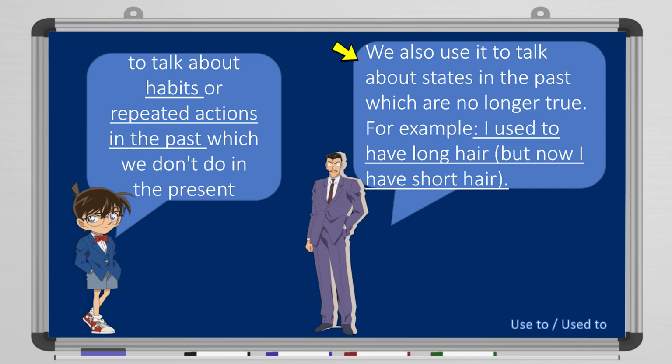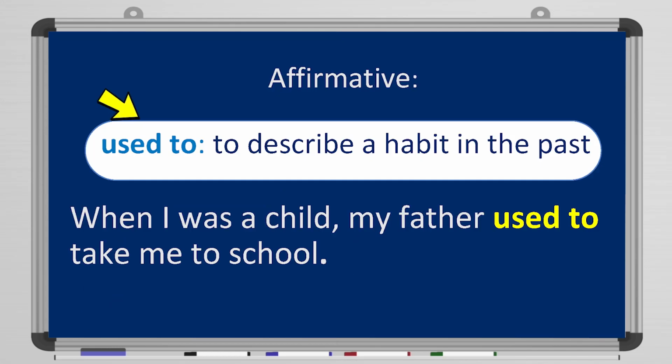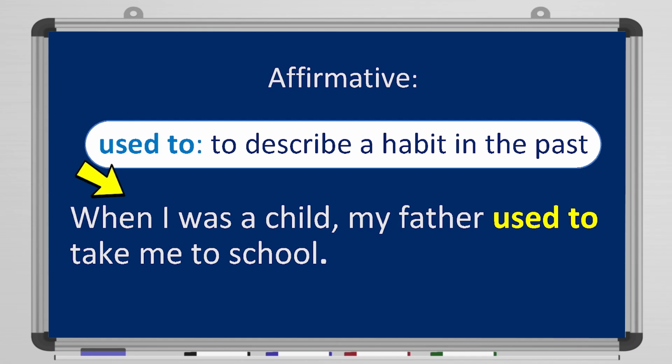But when do I use "used to" and when do I use "use to"? Let's see. If we're talking in the affirmative, I'm going to say I used to. I'm talking about a habit in the past. For example, when I was a child, my father used to take me to school. See, we just simply use used to with the d.